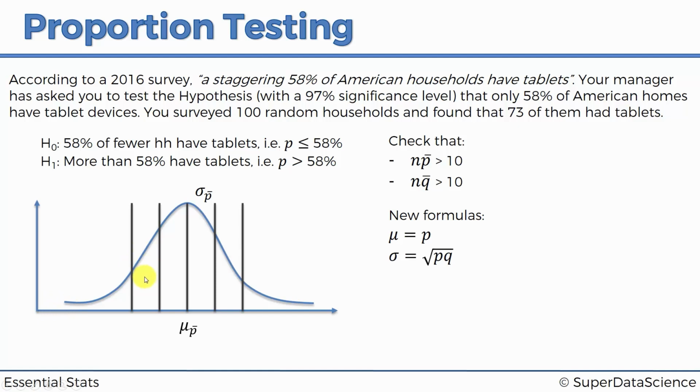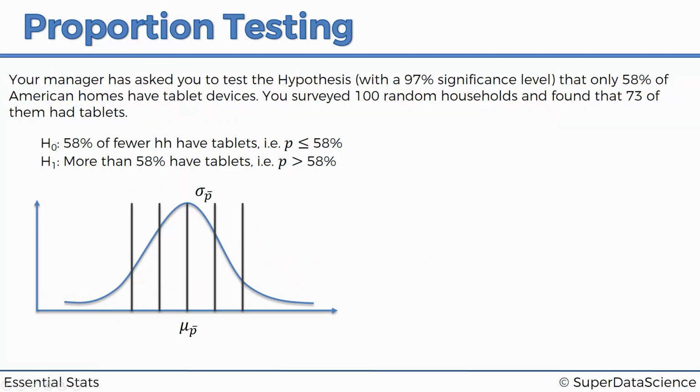Remember how we had x bars inside this distribution? This is a distribution of p hats. So all of the possible samples of size 100 that you could possibly take from your population, and then look at the proportions in those samples, this is how they will be distributed. And now let's proceed to our calculation.